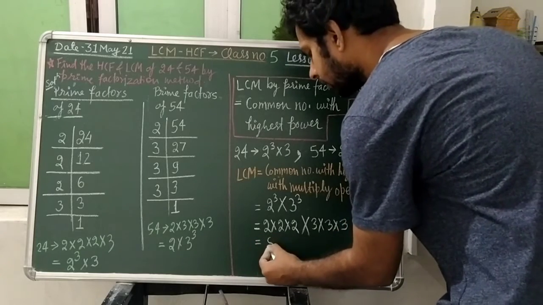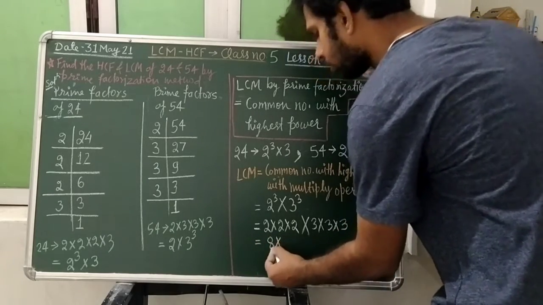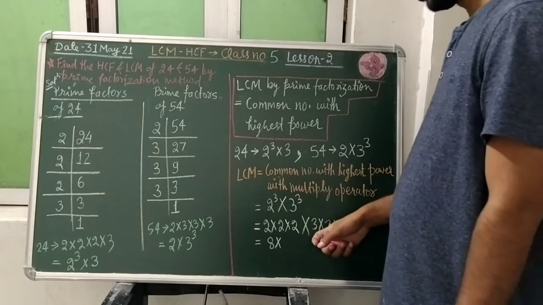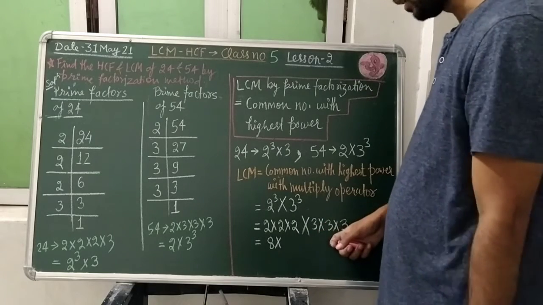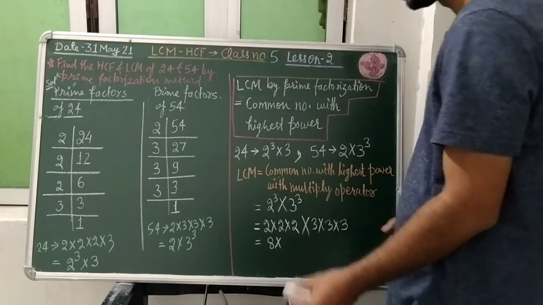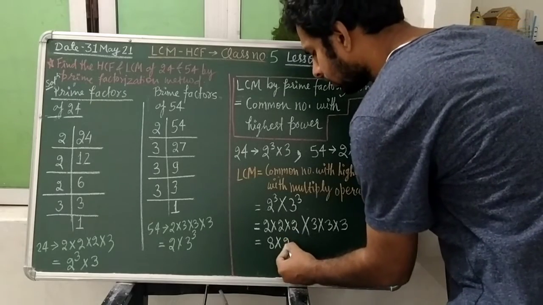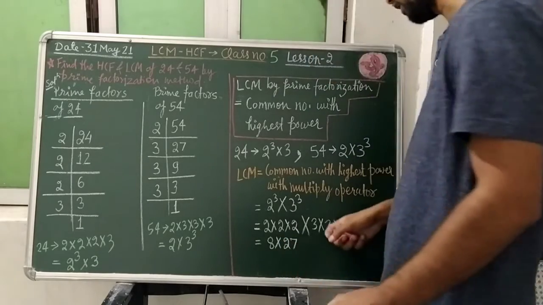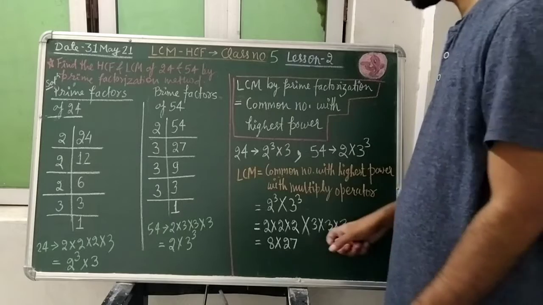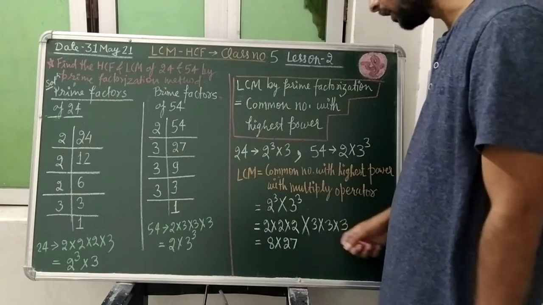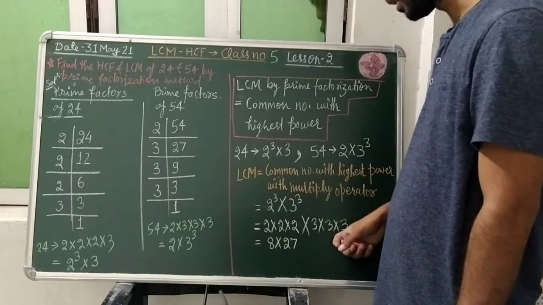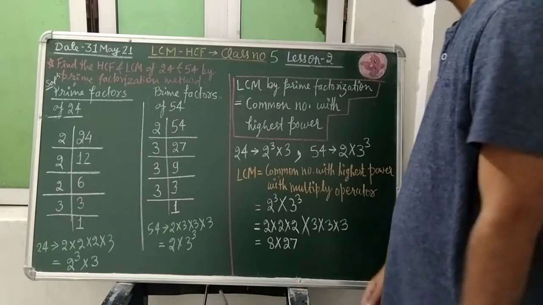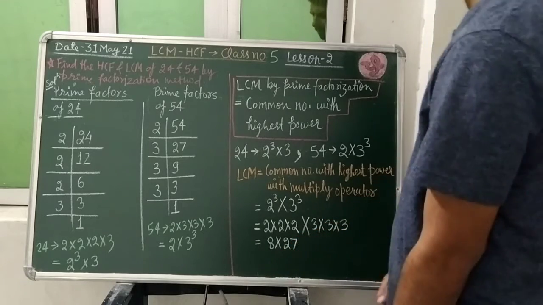It will be 8 multiplied by what, students? This 3 into 3 is what? 9. And 9 3s are 27. You will not say 3 into 3 into 3 is equal to 9. You will not add those, you will multiply. 3 into 3 is 9, 9 3s are 27. So we are getting 8 into 27.